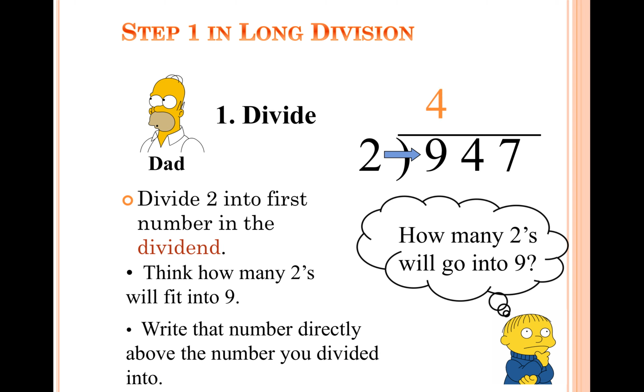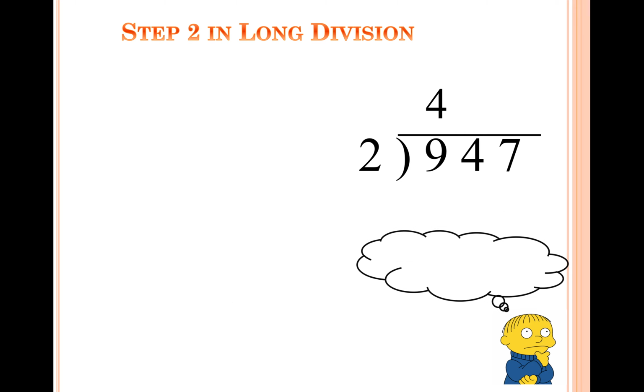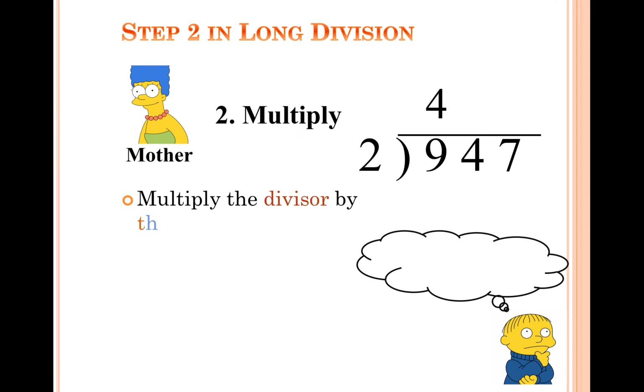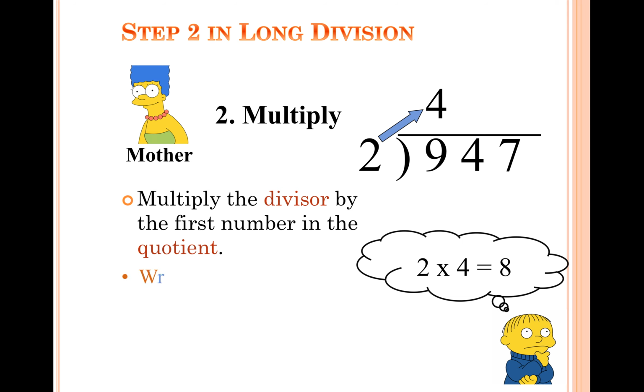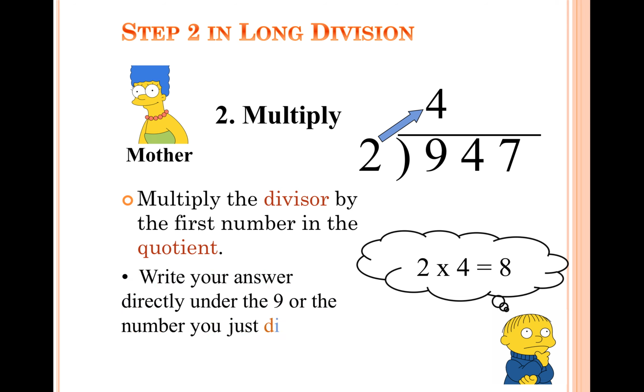So the answer is 4. And the reason 4 2's fit into 9 is because 2 times 4 is 8. If we did 2 times 5, we'd get 10 and we'd go over. So the next step is to use that multiplication fact, 2 times 4 is 8, and put that multiplication fact underneath the 9. 2 times 4 is 8. Put that directly underneath the 9.